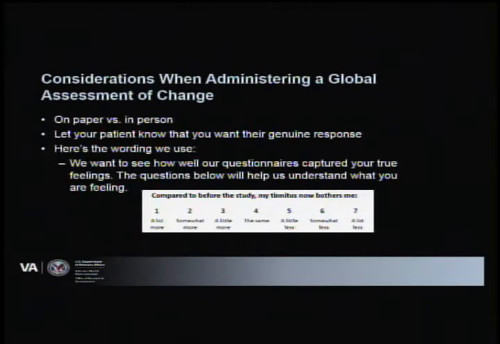And then when I'm administering it, I'll say ahead of time, we really do want to know what you really think. That's what helps us to know what you really think. So with something like this, it's really important to do everything you can to make sure people feel like they can tell you what they're really thinking.